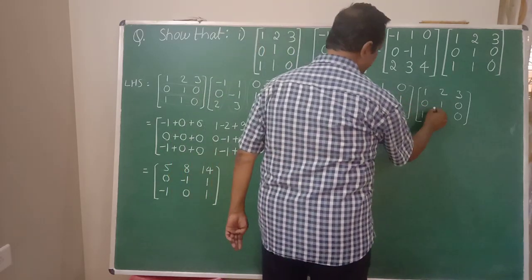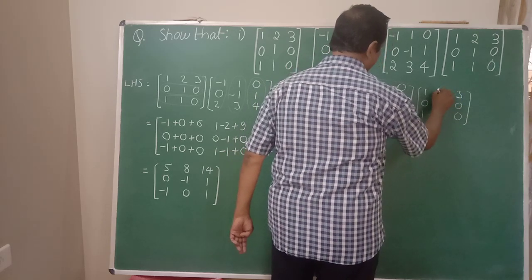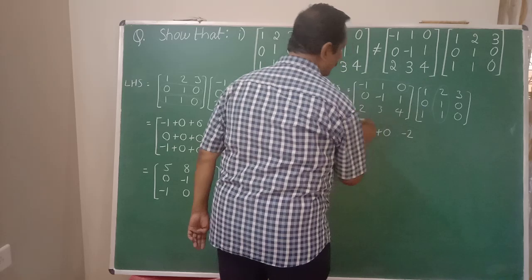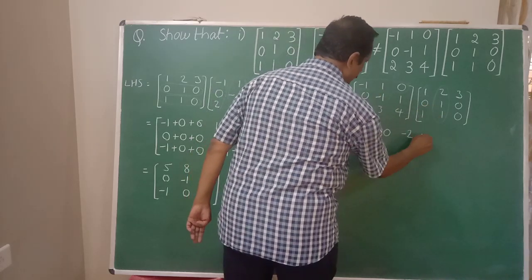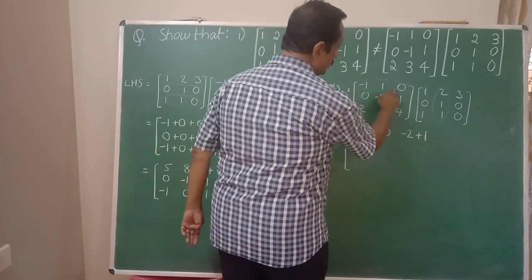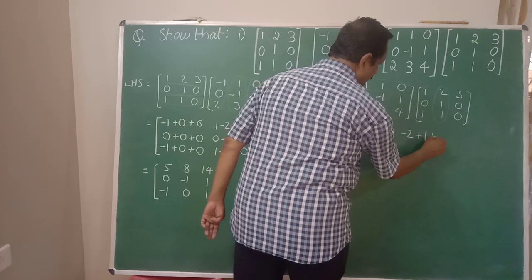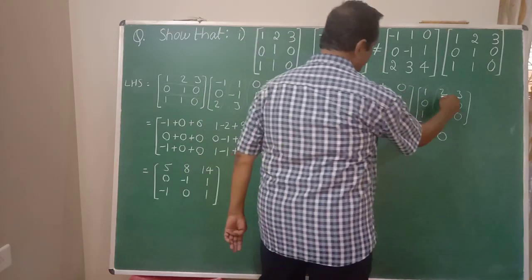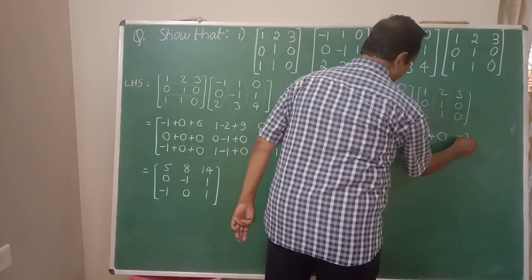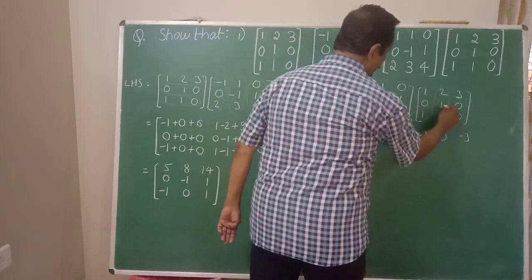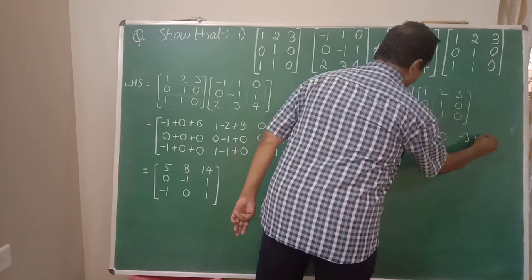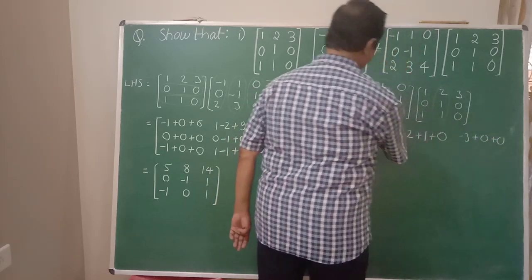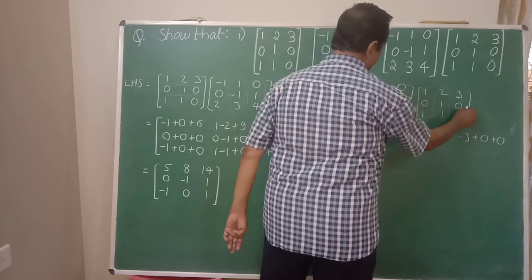Multiply the first row with the second column here. Okay. Minus 1 into 2 becomes minus 2 here. 1 into 1 is 1, plus 1 here. 0 into 1 becomes a 0, plus a 0 here. Then minus 1 into 3 becomes minus 3 here. 1 into 0 is a 0, plus a 0. 0 into 0 becomes a 0, plus a 0. Multiply the first row with the third column here.